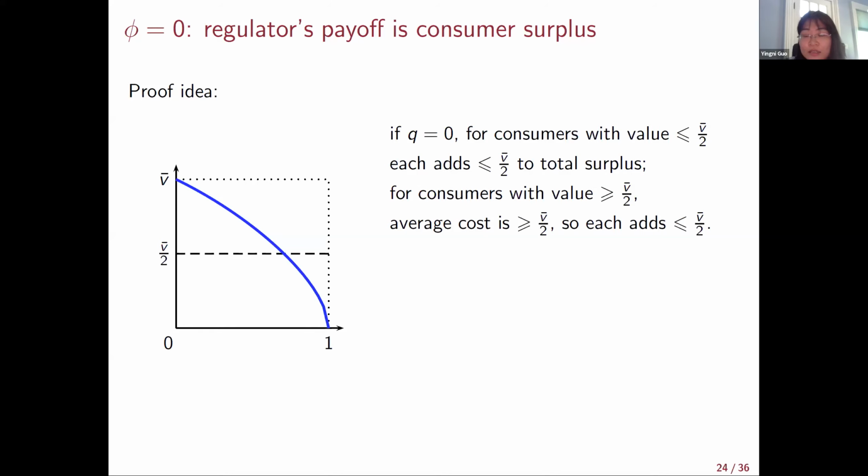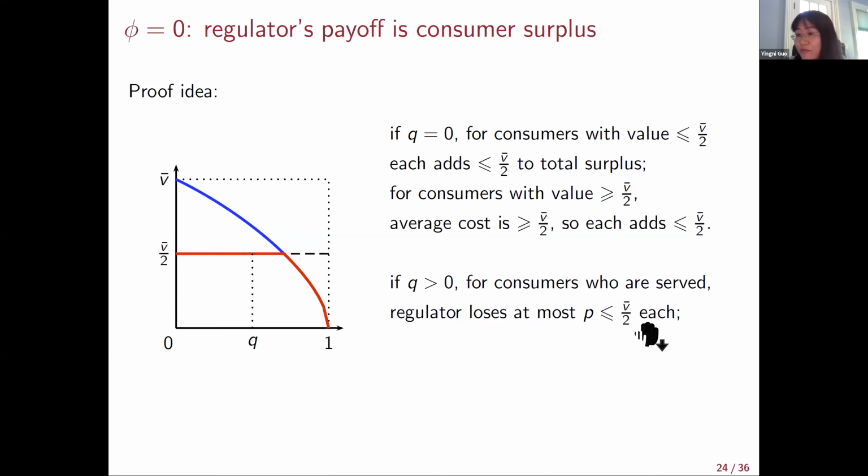Now, let's look at a different case. I still impose this price cap, but the firm says, okay, I'm willing to produce a certain amount of Q. For all the consumers above Q, the same logic applies as before. I don't lose more than half V bar per consumer, but for consumers below Q, I only lose, in terms of consumer surplus, a price P per consumer. But this price P is smaller than half V bar. So I also don't lose more than half V bar.